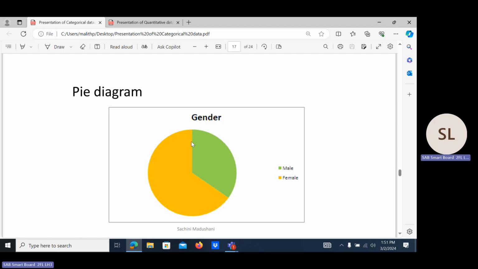Then if we have 3 or 5 categories, no problem. We can use the pie chart.